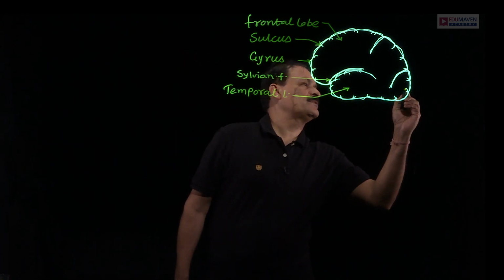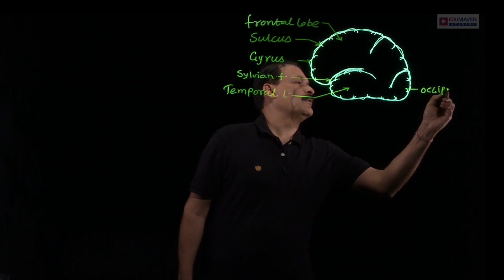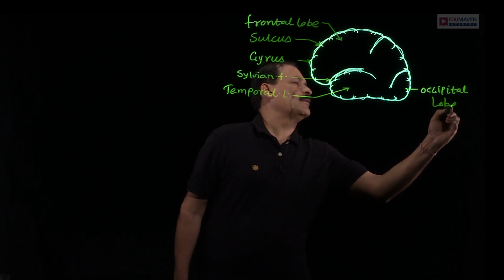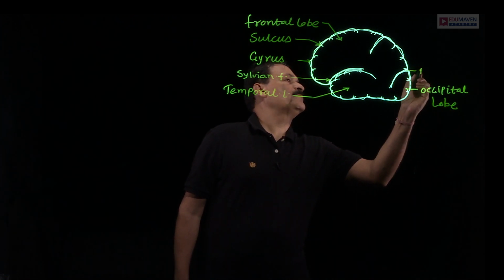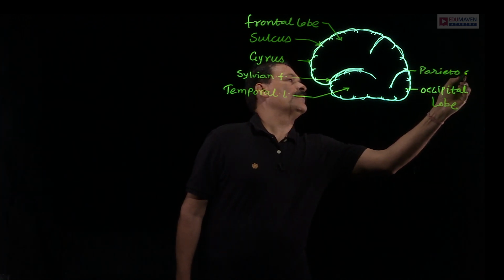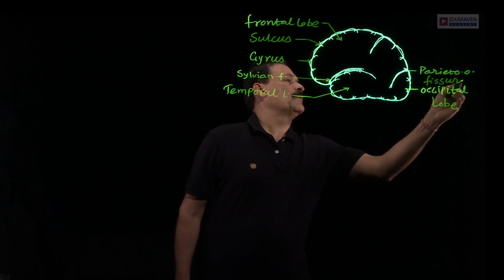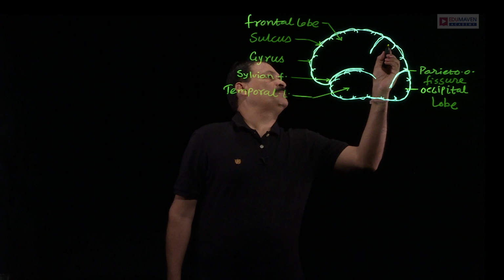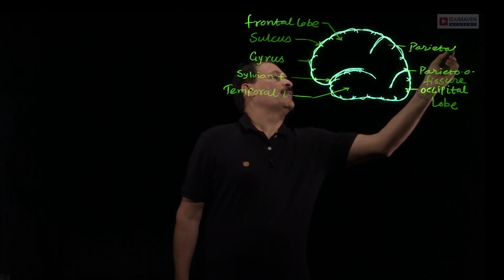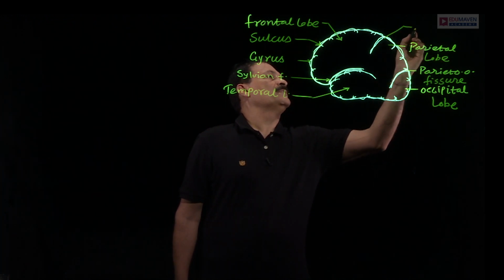Now this one is the occipital lobe. This is the parieto-occipital fissure. This is the parietal lobe. And this one is the central fissure.